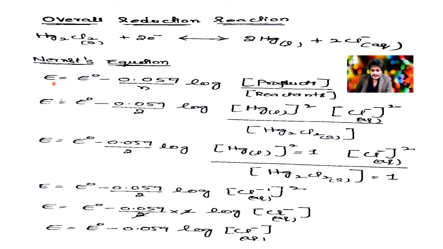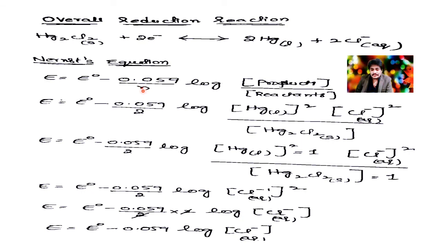Now what is the Nernst equation? E equals E naught minus 0.059 by n log C. And what is C? C is the concentration of the products to the concentration of the reactants. And what is n? n is the number of electrons involved in the redox system, because the number of electrons involved in either the oxidation or reduction is one and the same.